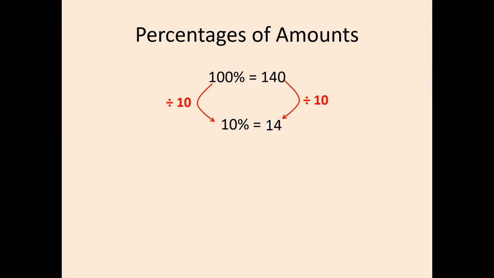If 100% is equal to 140, to work out 10%, you just divide both sides by 10. So I like using this arrow method. Whatever you do to one side, you do to the other. Okay, and then you can work out what 5% is because 5% is half of 10%. So you're going to divide 14 by 2 and that's 7.